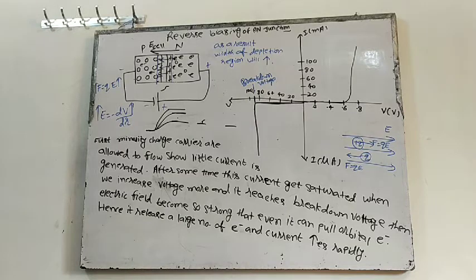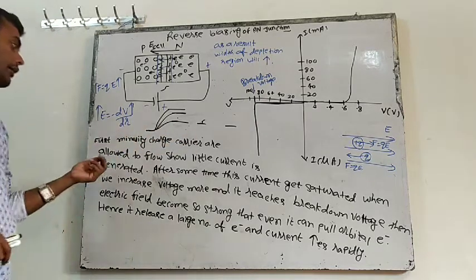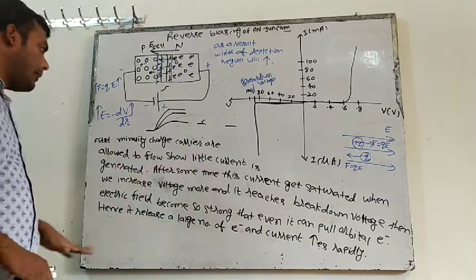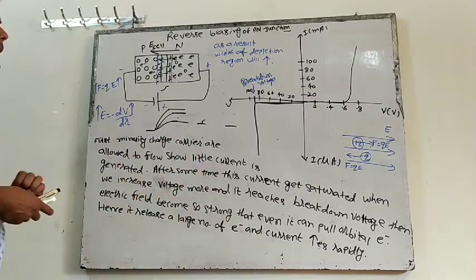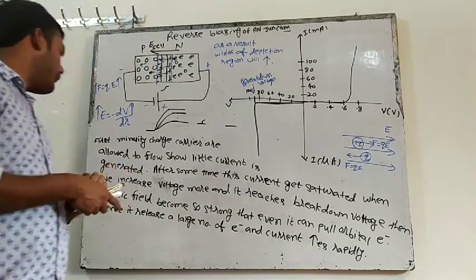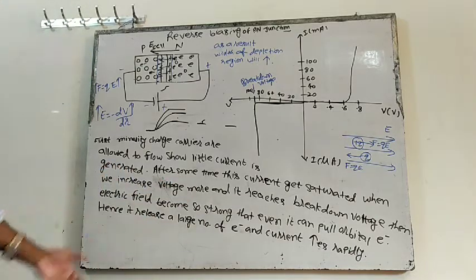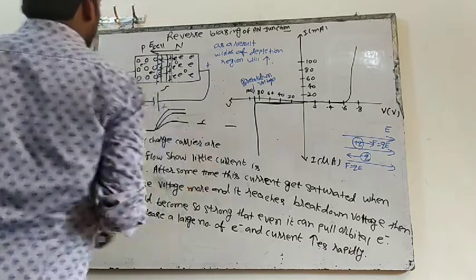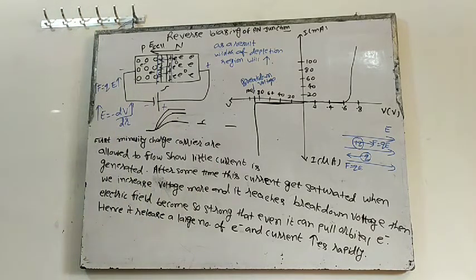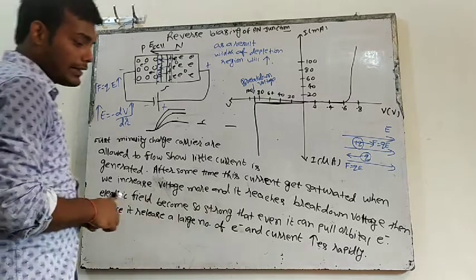Is it clear? So write this thing: first, minority charge carriers will make current, so very little current will be formed. After some time, what will happen? This current gets saturated, and when we increase the voltage further, to the breakdown voltage, the electric field becomes so strong that it can pull the orbital electrons, hence it releases a large number of electrons, and hence current will increase rapidly. Clear? What will be the experimental setup here?